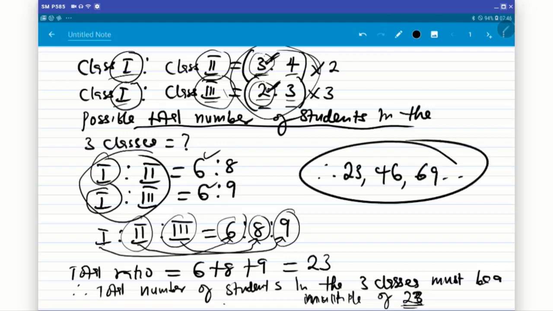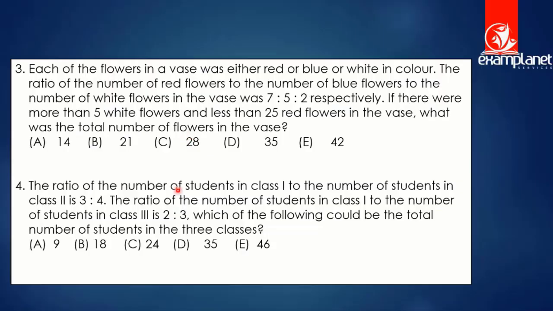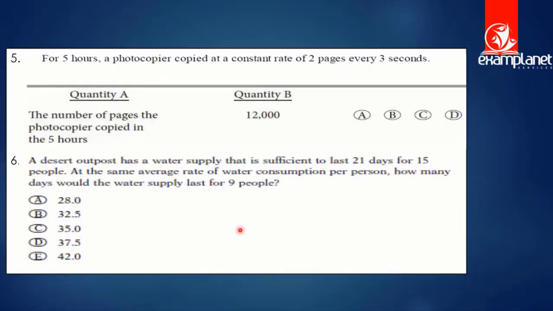So all we need to do is to check our options. Which of these numbers, a multiple of 23, is among the options? So which one will be our answer? Let's check. Obviously option E will be the right answer. That's the only multiple of 23 we have here, 46. So E is the correct answer. Alright, let's move on to the next one.